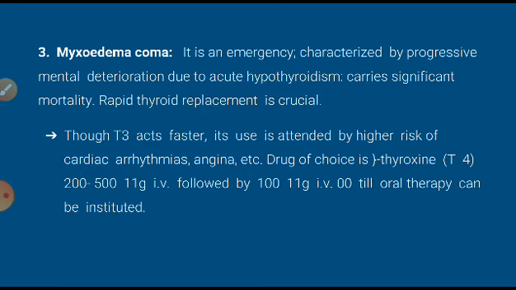Next condition is myxedema coma. It is an emergency characterized by progressive mental deterioration due to acute hypothyroidism, and carries significant mortality. Rapid thyroid replacement is crucial. The T3 acts faster, but its use is attended by higher risk of cardiac arrhythmias, angina, etc. Drug of choice is thyroxine, 200 to 500 microgram IV, followed by 100 microgram IV daily till oral therapy can be instituted.